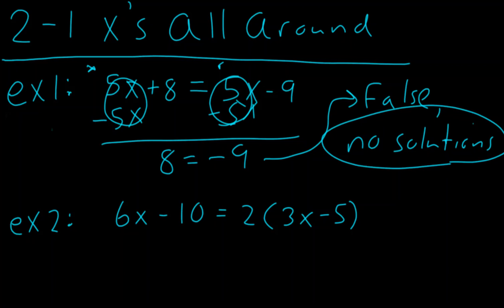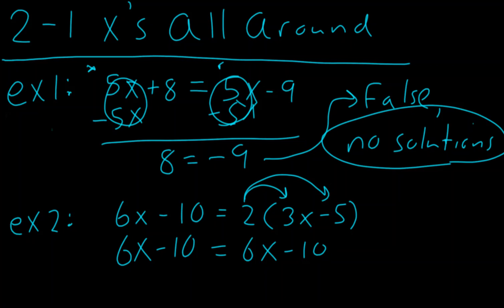Now let's go ahead and look at example 2. Now for example 2, we go to our first question, can I simplify the left or right? And so on the right side, we can simplify by distributing. So we'll write this. We'll say, okay, well, we got 6x minus 10 equals 2 times 3x, which is 6x, and 2 times negative 5, which is negative 10.